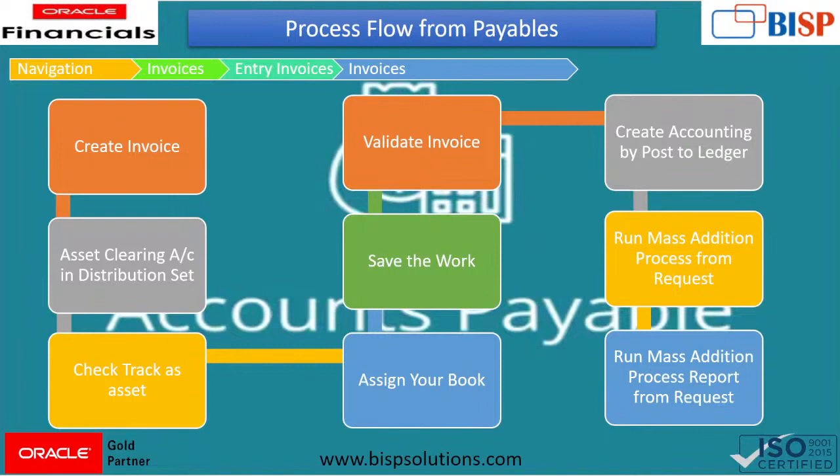Create a purchase order for that item. Receive the item in either purchasing or inventory. Enter an invoice in the payables and match it to the outstanding purchase order. Approve the invoice. Post the invoice to GL. After that, you run create mass addition. The mass addition line appears in the asset category you specify for the item.